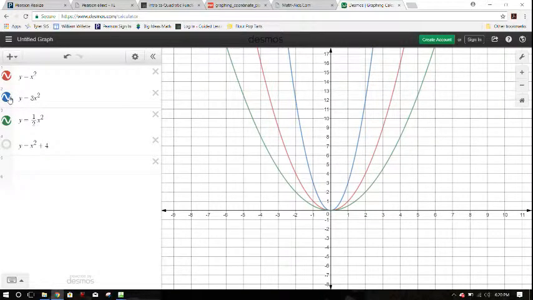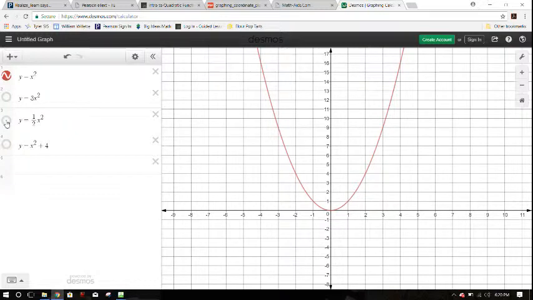Okay. Now, what if instead I have my parent function here, y equals x squared. What if I were to just simply add 4 to the end? What if it was x squared plus 4? Well, let's take a look at what happens. It just went up 4, right? It didn't change how wide or skinny it was. It just moved the whole thing up 4.